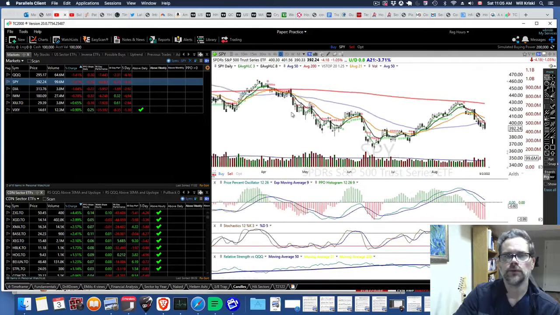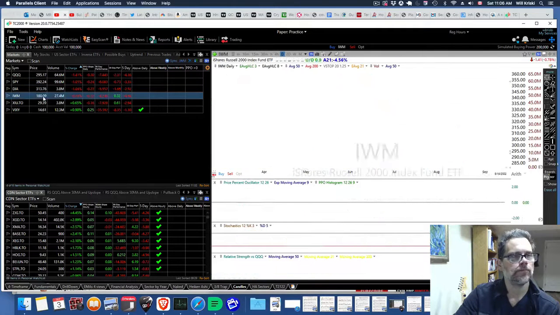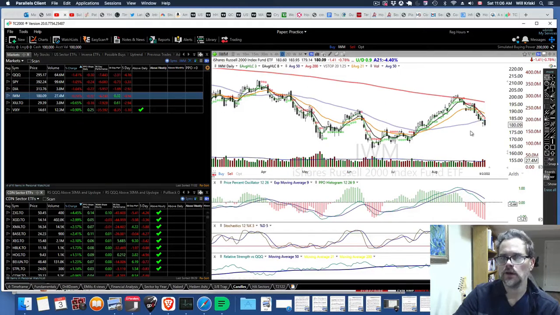S&P, all similar. We had this run with support at the 50, hit the 200 and bounced down. Now we're in this downtrend. So all the markets are looking bad in this downtrend. Obviously you have to be careful. You could get a rally at some point, but it looked like it did fail at this 50-day.